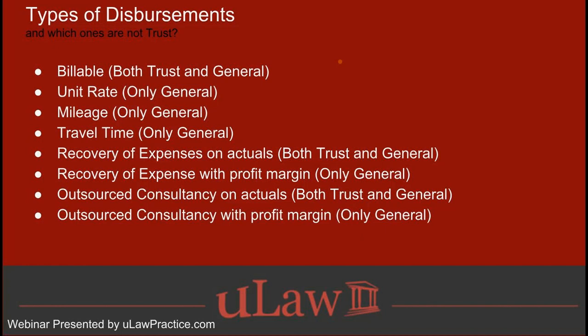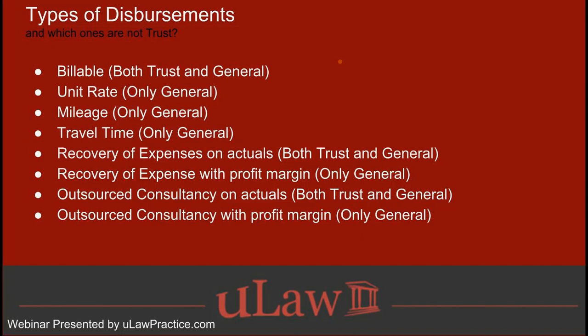So if you're looking at a billable expense, you could obviously look at both trust and general as great examples of using them. If it's a unit rate or mileage, we recommend that you use the general account. If it's travel time, again, general account. And to be very specific, if these are actual expense amounts that you're looking to recover, you can certainly use both trust and general.